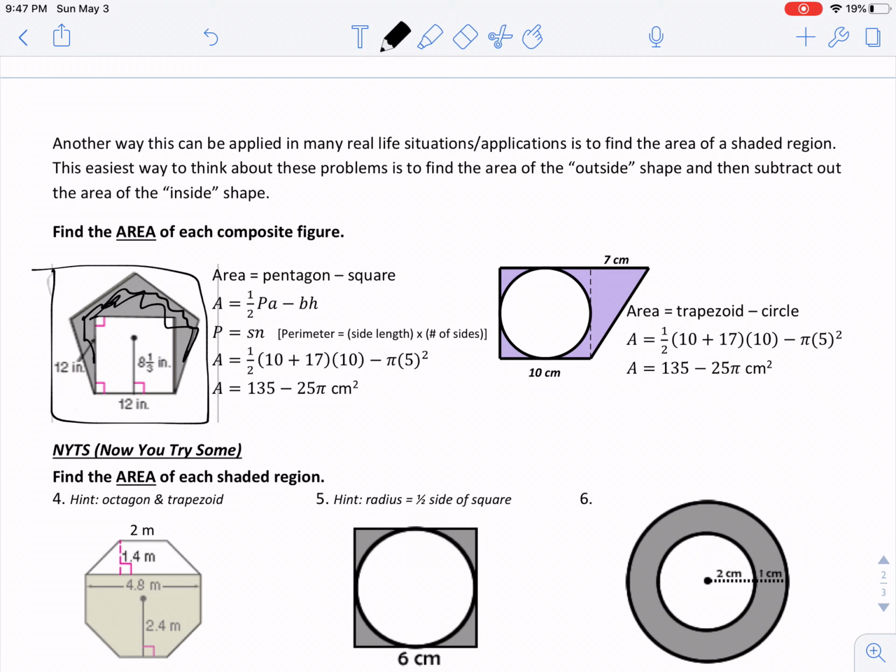All right, so they use the area formula for a regular polygon for the pentagon, which is 1/2 times the perimeter times the apothem, or 1/2 times the number of sides times the side length times, excuse me again, times the apothem. All right, and then they subtract the area of the square.